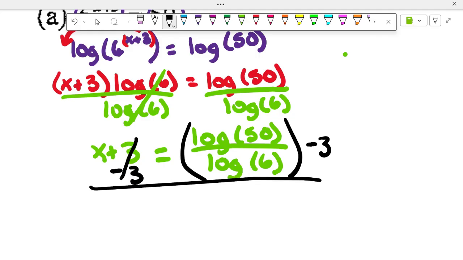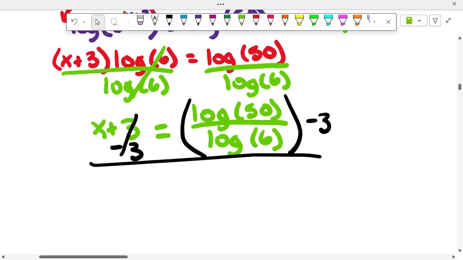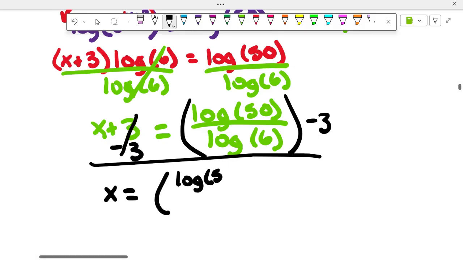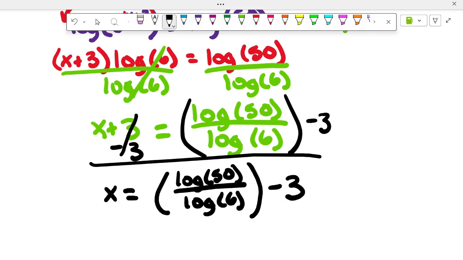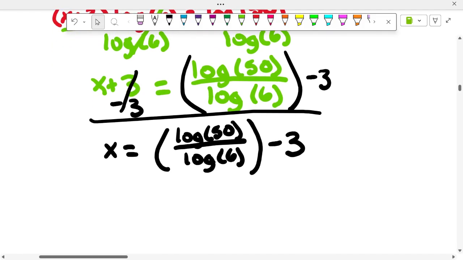All right. So this would be x is equal to, and I'm going to leave this in parentheses, log of 50 divided by log of 6 and a big minus 3 on the outside. Now, even though this looks like it crawled out of the gates of Hades, it's still just a number. This entire expression will still just give you a number, all right? It's just ugly. So you got to be really careful when you put this in your calculator.